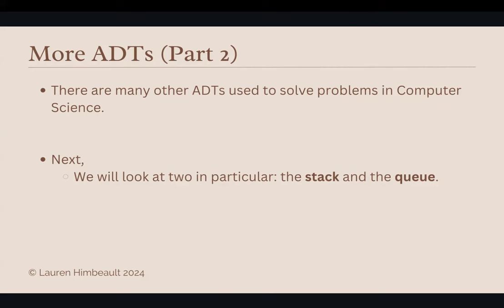So there are many other abstract data types that are used to solve these kinds of problems in computer science, and we're going to take a look at two of them. We're going to look at stacks and we're going to look at queues. Now, both of these are going to come in a separate video, each of them showing the implementation of these two different abstract data types. So meet me over at those videos when you're ready to take a look at those.